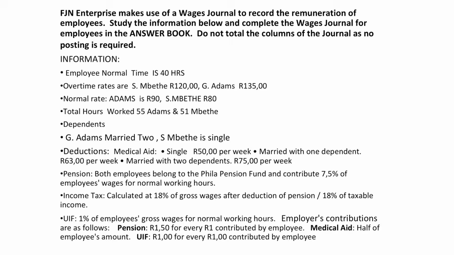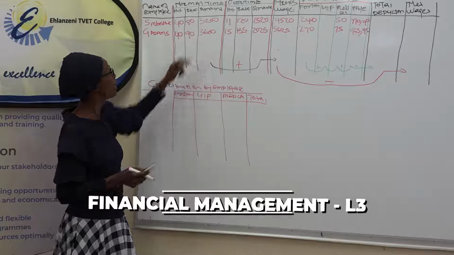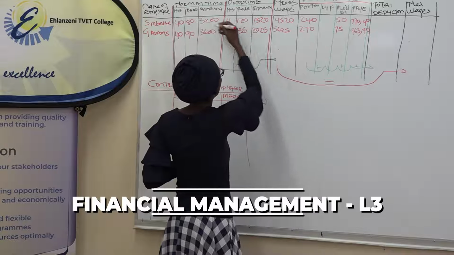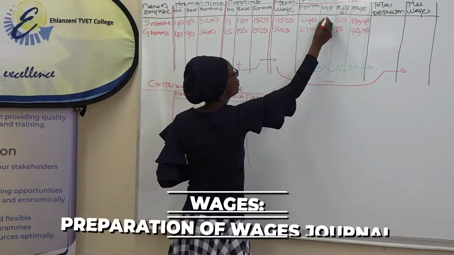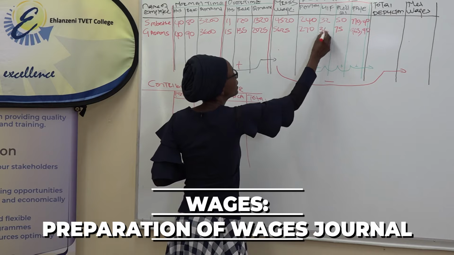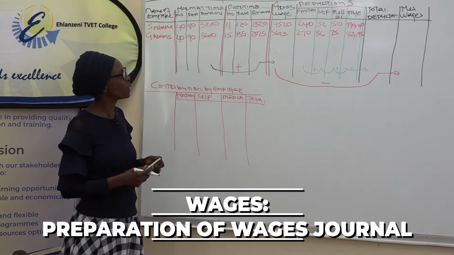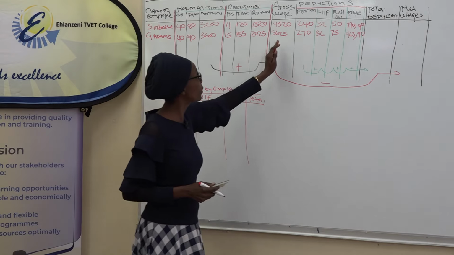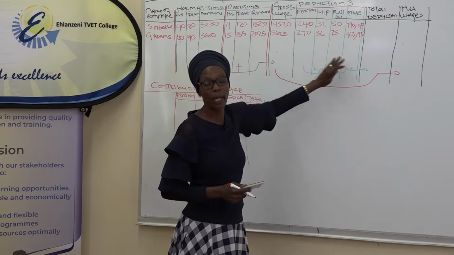It is 1%. Even nowadays, UIF, the unemployment insurance, is 1% for the employer and the employee. And they said 1% for normal, not for overtime, not for gross wage, but for normal. Then the 1% of the first employee, you multiply 3,200 times 1%, which is 32 rand. The second one is 36 rand. 1% is not difficult to calculate. You can just enter the amount. Okay, then we are done with the calculations of our deductions.